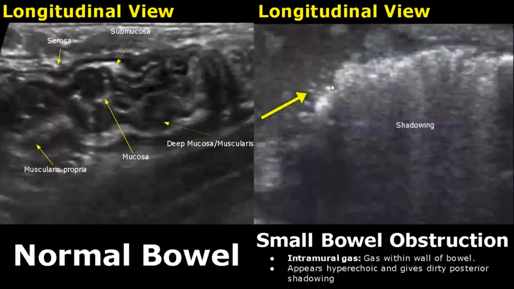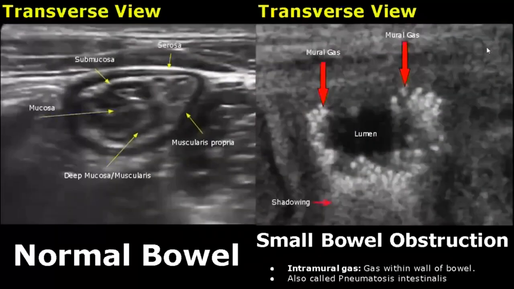Intramural gas is another feature of obstruction. Gas is found within the bowel wall. It will appear hyperechoic and has dirty posterior shadowing. Gray shadowing is seen posterior to the gas. Here is a transverse view of intramural gas. You can see it much better in this view. Gas is found within the walls, and here is the bowel lumen. This is also called pneumatosis intestinalis.